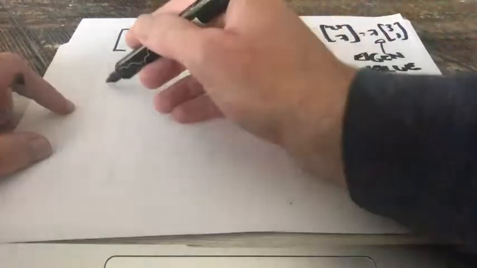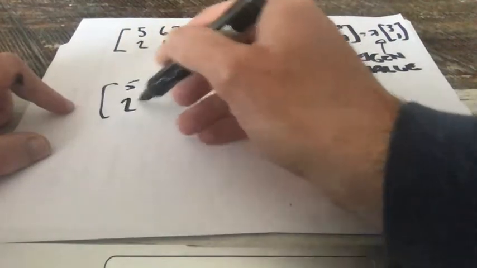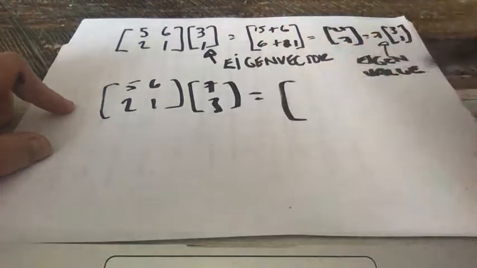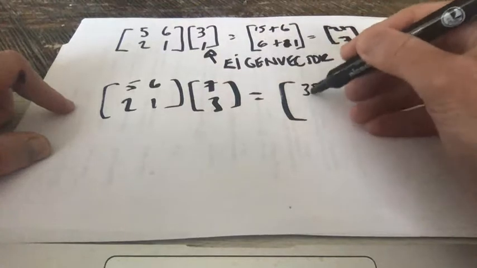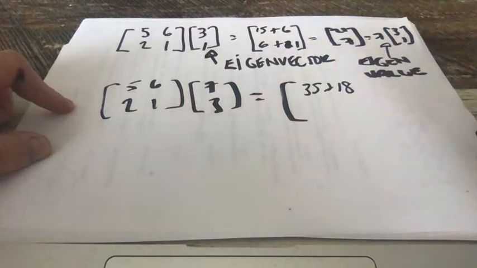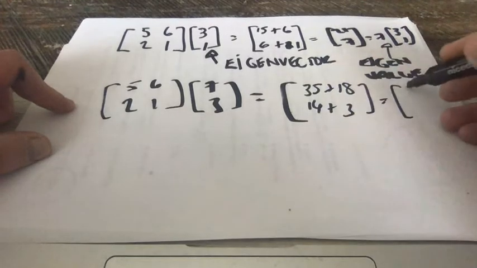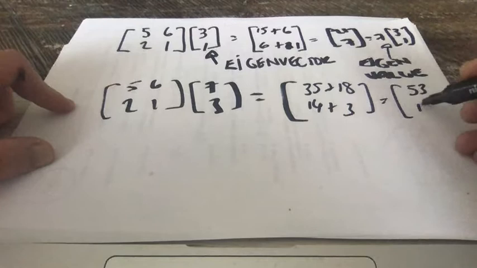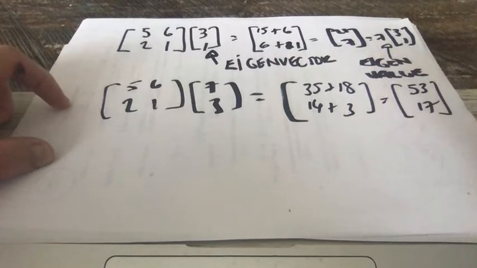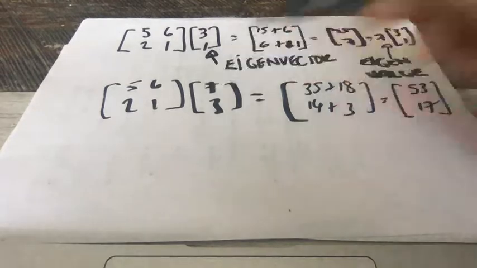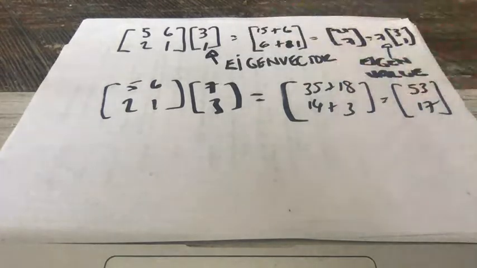For instance, if you look at 5, 6, 2, 1, and multiply that by 7, 3, what you get is 35 plus 18 on top, and 14 plus 3 on the bottom. So that gives you 53 on top and 17 on the bottom. And there's no common factor there. By 3, no, there's no common factor. So it's 53, 17. That's it. You can't write 53, 17 as a number multiplying 7, 3. So 7, 3 is not an eigenvector.